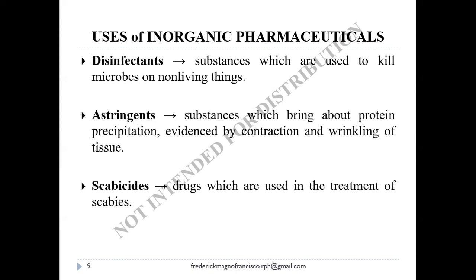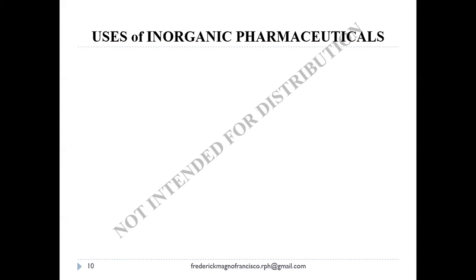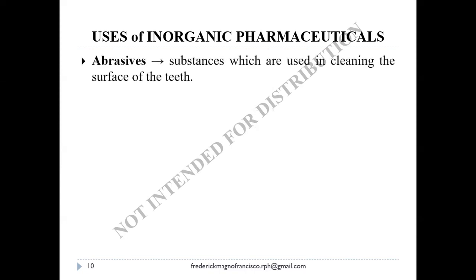Scabicides. These are drugs which are used in the treatment of scabies. Scabies is a parasitic infestation caused by tiny mites that burrow into the skin and lay eggs, causing intense itching and a rash. Example of a scabicide is sulfur. Abrasives. These are substances which are used in cleaning the surface of the teeth. Example of an abrasive is calcium carbonate.